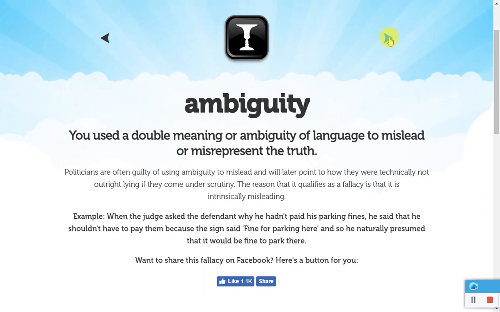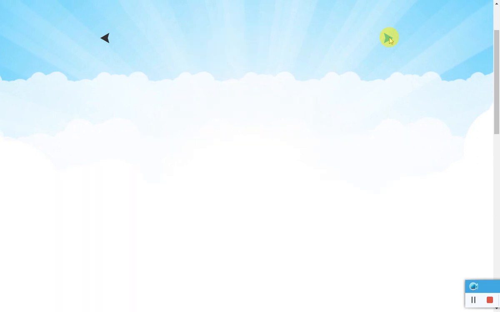Example: when the judge asked the defendant why he hadn't paid his parking fines, he said that he shouldn't have to pay them because the sign said "fine for parking here," and so he naturally presumed that it would be fine to park there.